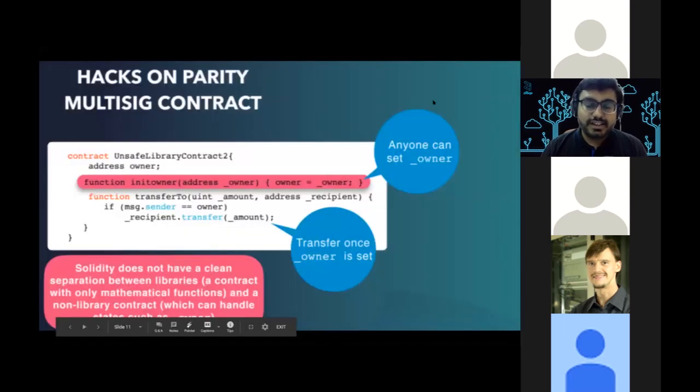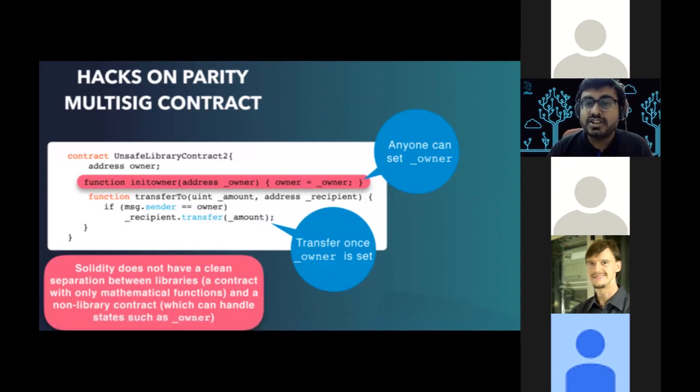So as in this example, $150 million were actually locked. Accidentally, the user was able to make himself the owner, and when he was made the owner, he got the permission to kill the contract, and he killed it. $150 million worth of ether was locked. That was a very prominent multi-sig contract that many other companies were using. Parity was founded by the original CTO of Ethereum, and they have been hacked multiple times. So this is what the Parity multi-sig hack was.